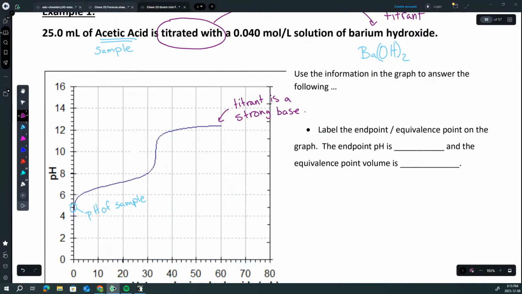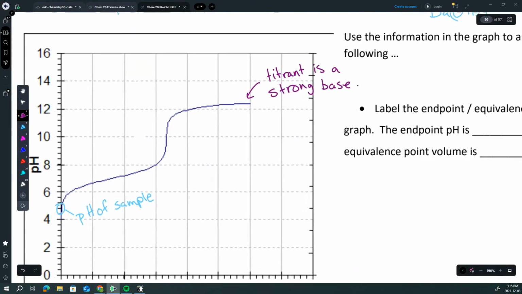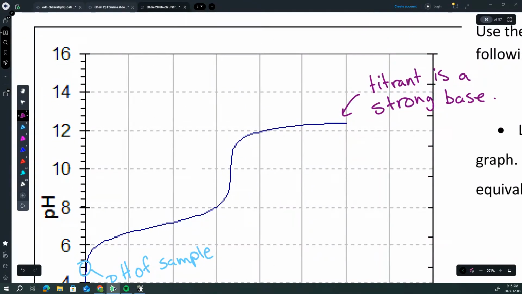All right. So we're going to use the information in the graph to answer a couple of questions. We're asked to label the endpoint as well as the equivalence point on the graph. So starting off with the endpoint, remember the endpoint is the pH at which the color change occurs in the titration. So in order to find this, you're going to want to locate the steepest part of the pH curve or the titration curve, whatever you want to call it.